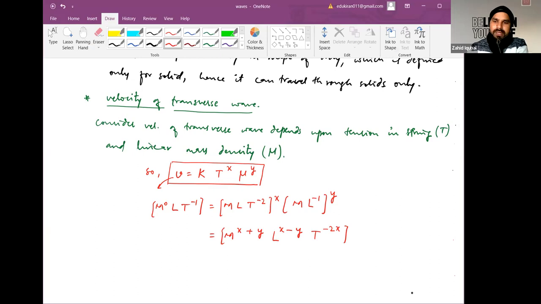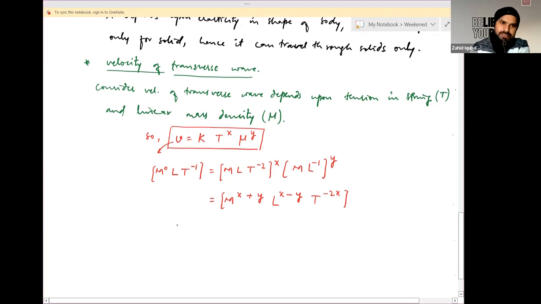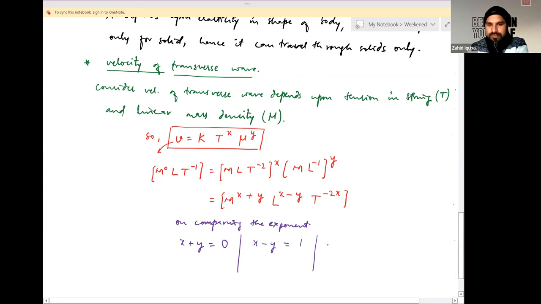So from this part, according to the concept of dimensionlessness, we have to compare the exponents of each dimension. On comparing the exponents on either side, we have M raised to 0 on the left hand side and M raised to x plus y on the right hand side. So we may write x plus y equals 0, first equation. For length, having exponent L^(x minus y), on the left hand side we have 1. And for T, minus 2x equals minus 1. So x equals 1 by 2.